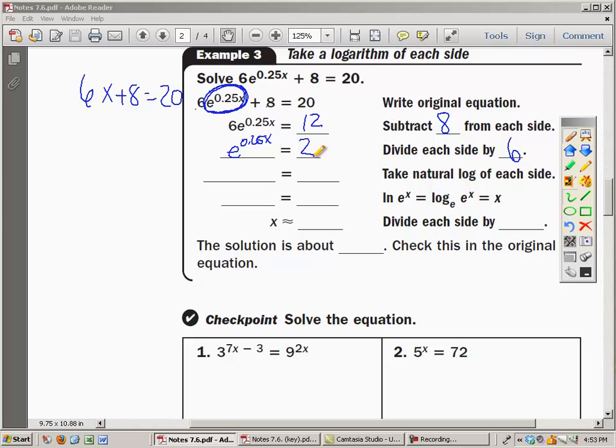All right? So then I have e to the 0.25x is equal to 2. Since my base is e, I want to take the natural log of each side.